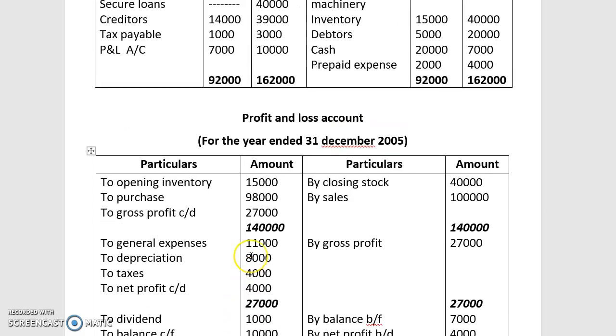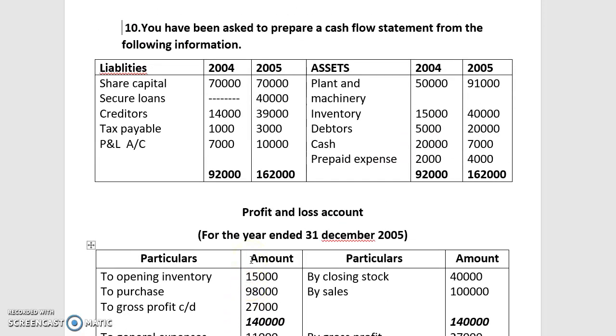Let us discuss the next problem, which is where we continue checking the 10th problem. I'll just explain the problem. Refer to the 10th problem. You have been asked to prepare a cash flow statement from the following information where the balance sheet is given. In the balance sheet, you can find share capital, secured loans, creditors, tax payable, profit and loss account, and assets: plant and machinery, inventory, debtors, cash, prepaid expenses.